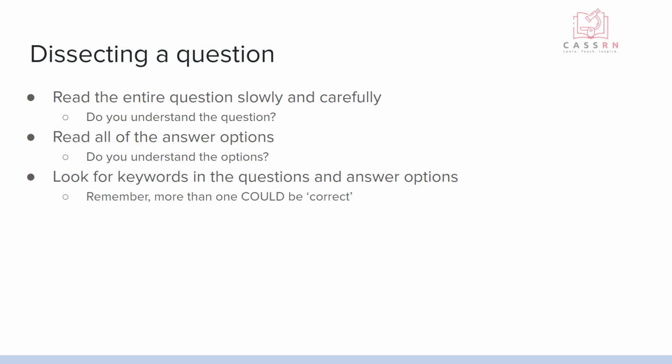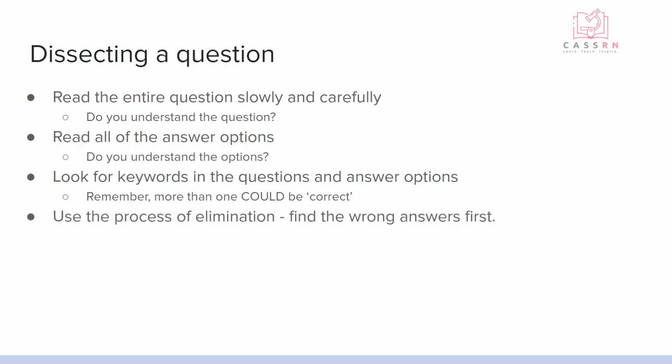Remember that more than one could be correct. So go through each answer and find out why it's wrong. This is a great way to eliminate 1 to 2 answers. So the process of elimination is definitely the best way. Don't find the right answer because if more than one is correct, you're going to get the answer wrong. Go through and find the wrong answers first, and then practice, practice, practice. Practice makes perfect, and you need to practice a lot.